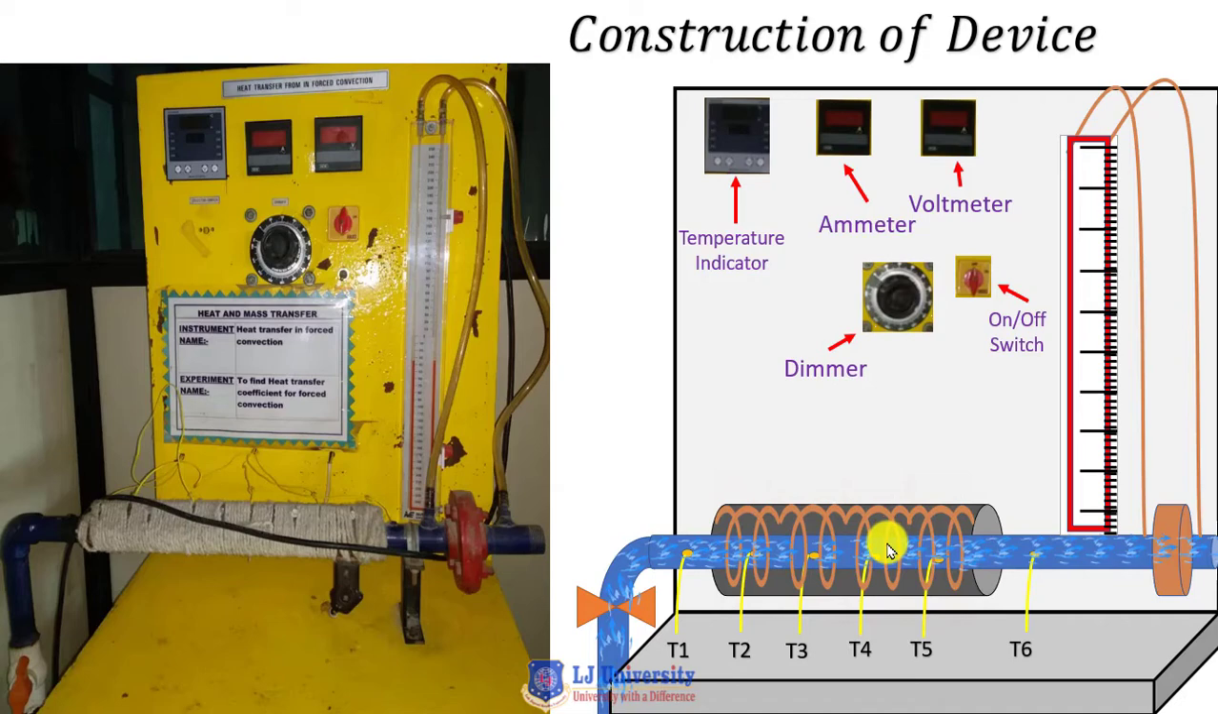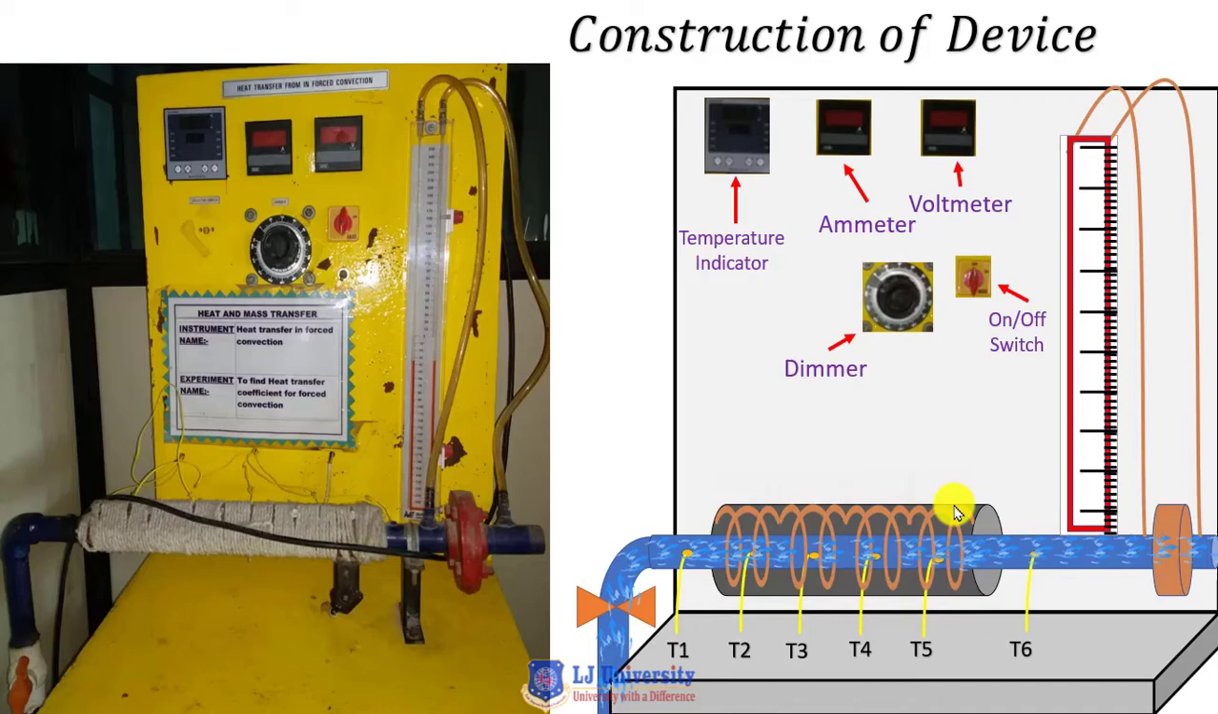Here is the arrangement of six thermocouples. Thermocouple T1 is at the entry point. Thermocouples T2, T3, T4 and T5 are arranged on the surface of the cylinder to get the surface temperature of the cylinder after reaching steady state, and T6 is at the exit. By the values of T1 and T6 we can get the air temperature at the inlet and at the outlet. T2, T3, T4 and T5 provide the surface temperature of the cylinder.